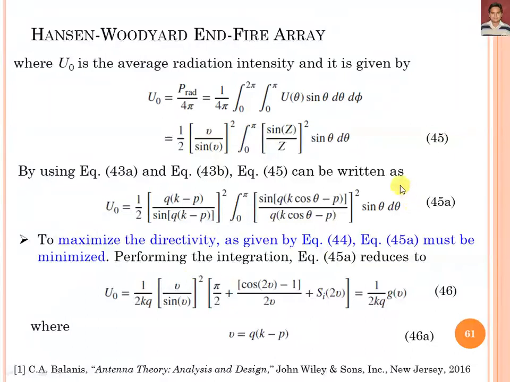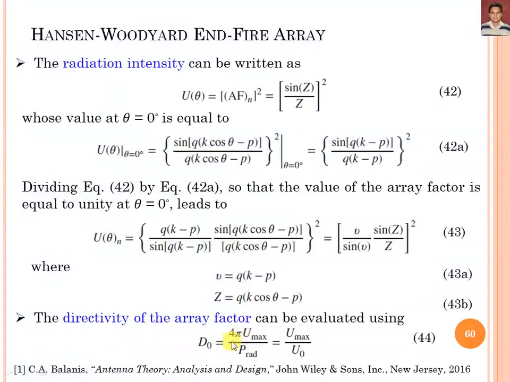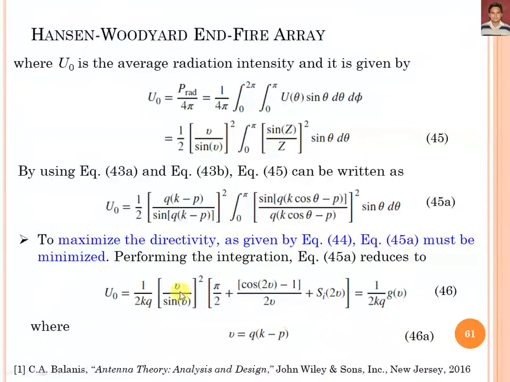So to maximize the directivity of the Hanson-Woodyard endfire array, as we have discussed in lecture 3 of the antenna series, in that case equation 45a must be minimized. It means if the value of U naught is minimum, we can get the maximum directivity. Here you can see if U naught is minimum, then we will get the directivity D naught maximum, because U maximum is constant and equal to 1.